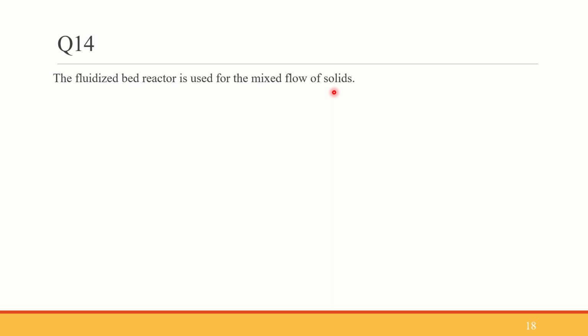In question 14 it is mentioned about fluidized bed reactor is used for mixed flow of solids. Option A true, option B false. We all know that the answer is true. Why? Because as I mentioned before, fluidized beds are used for mixing, segregation, whatever we require. Depending on the inlet velocity, we can control the mixing or segregation behavior inside the fluidized bed. So if you want mixing to happen, you can make it happen. So fluidized bed reactor is used for mixed flow of solids. So this particular statement is a true statement. Now let us go to question 15.